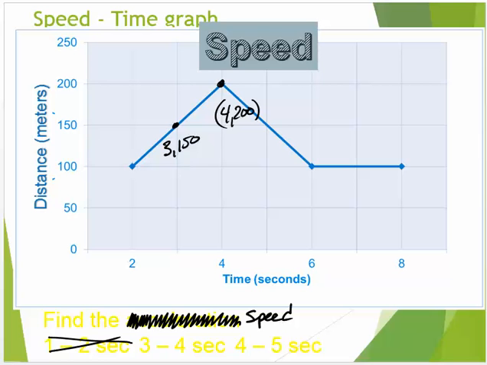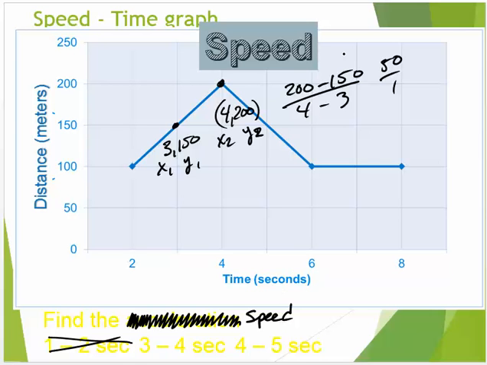x1, y1, x2, y2. And now let's plug them in again. 200 minus 150 and 4 minus 3. That gives me 50 over 1. And the units are meters per second. So this right here would be 50 meters per second.